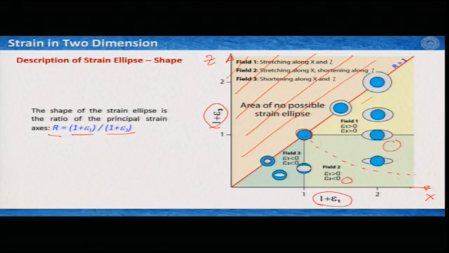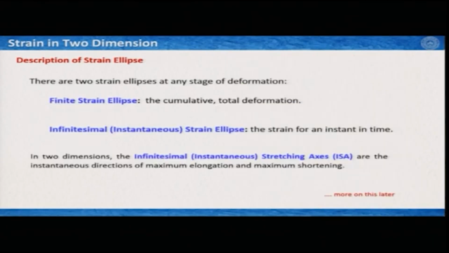This diagram is also known as the Flynn diagram in 2D. We will learn what the Flynn diagram is when we learn more about strain in 3 dimensions. Here I try to give you some description of the strain ellipse with 3 terminologies. We will learn about them later, but I think it is important at least to introduce you to the terms. So there are 2 types of strain ellipses at any stage of deformation. One is the finite strain ellipse, that means the cumulative or total deformation. It sums all deformation, and the end product or end ellipse that you get is the finite strain ellipse.